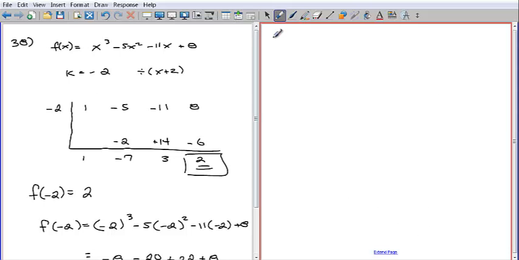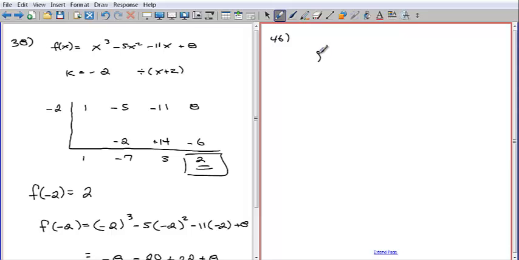Okay, 38. So 38 says, oh, that's one I just did. What's the next one? 46. So that's in the next section. It says use synthetic division to find each function value. Verify your answer using another method. Okay, so it's basically what we just did here.